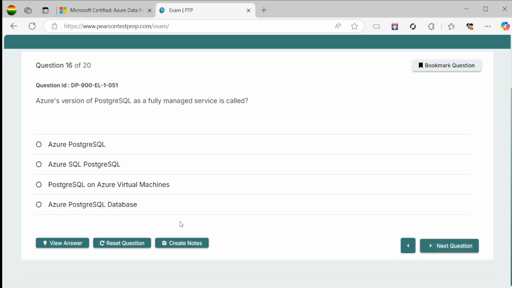Azure's version of PostgreSQL as a fully managed service is called Azure PostgreSQL, Azure SQL PostgreSQL, that's a hard one to say, PostgreSQL and Azure Virtual Machines, or Azure PostgreSQL Database. This one's a real tongue twister, but if you're familiar with the Azure platform offerings, you'll know that the answer to this is Azure PostgreSQL.